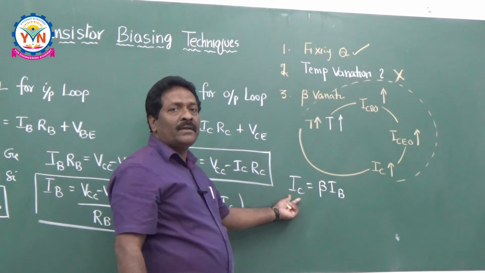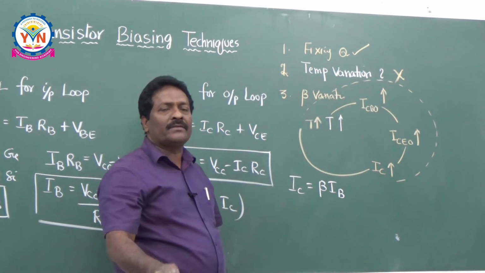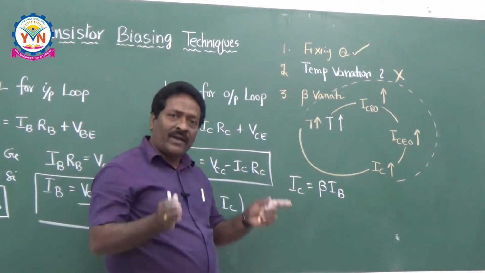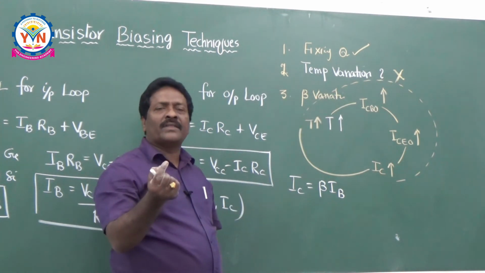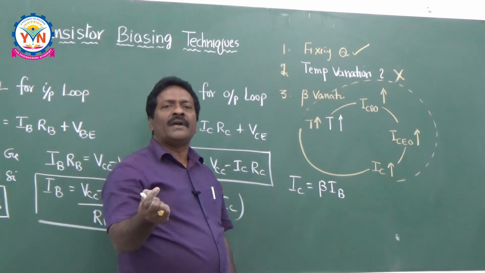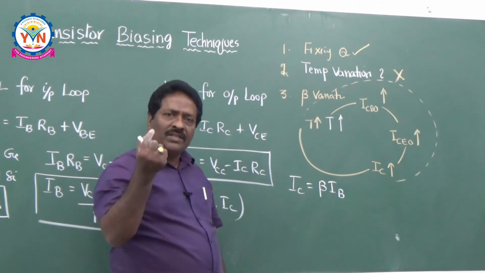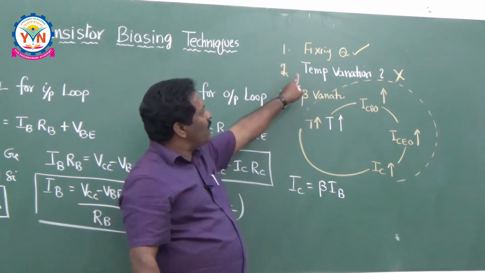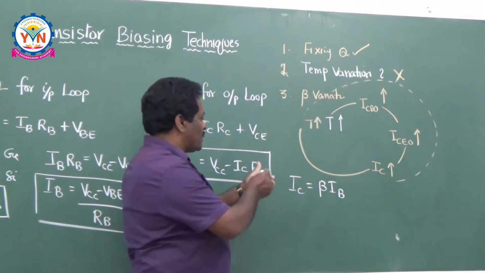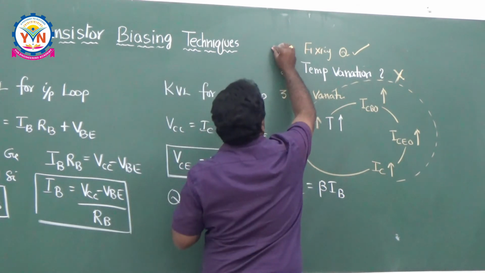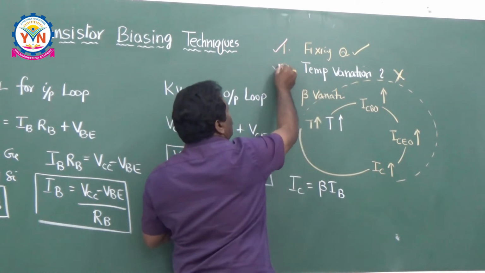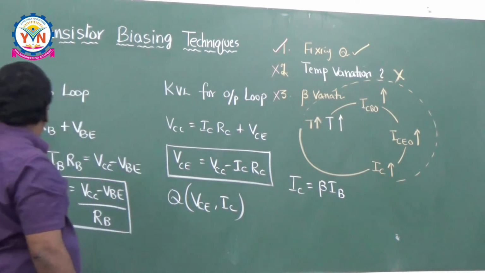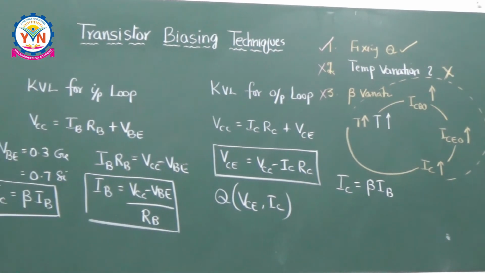So, that is the reason the fixed bias circuit is not a famous circuit. Many times people are not using this fixed bias. Of course, the advantages are very simple. It is a very simple circuit, simple to design, low cost and very easy to maintain. But the only problem is it is not taking care of temperature variation and beta variation. So fixing the operating point is excellent, temperature variation is a failure and beta variation is also a failure. That's the reason this fixed bias circuit is not a famous circuit.